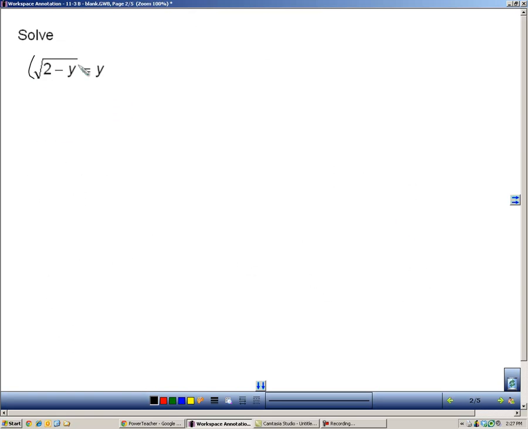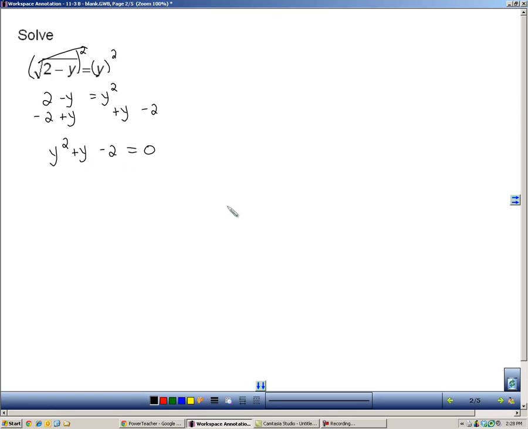Here we isolated the square root, so we will square both sides. 2 minus y equals y squared. Now because of that y squared, I'm thinking I'm going to have a trinomial, so I'm going to get one side equal to 0 by adding y and subtracting 2. And that's going to give me a trinomial of y squared plus y minus 2.